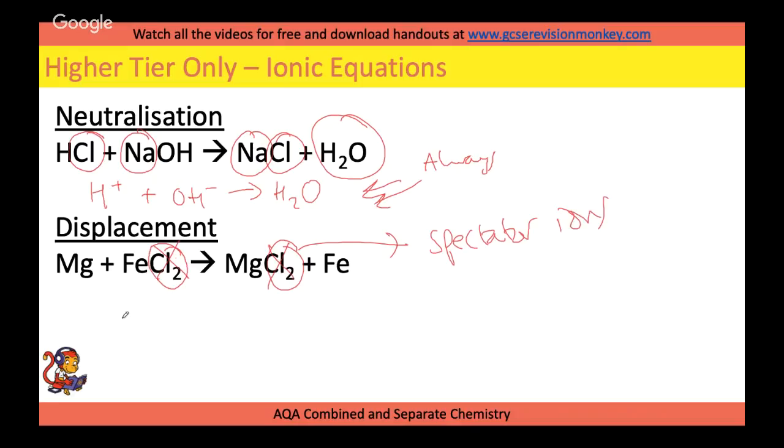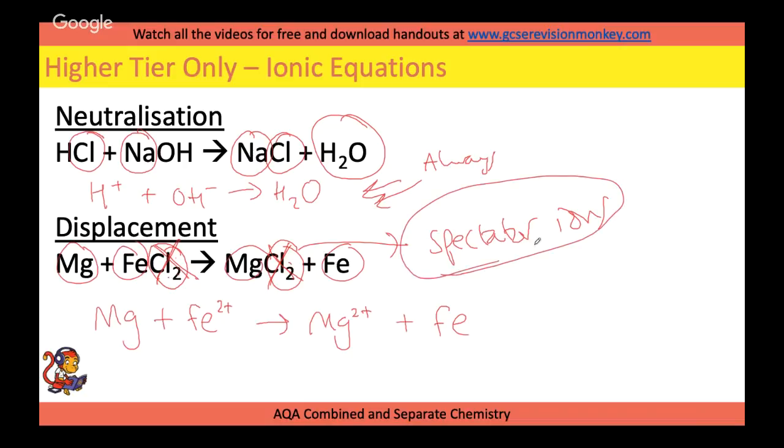So if we're to write this as an ionic equation, we take the magnesium atoms added to the iron ions, and they would make magnesium ions add iron atoms. So you're showing what's changing from atoms to ions, and ions to atoms, and you're leaving out the things that are just staying the same both sides, and those are called spectator ions.